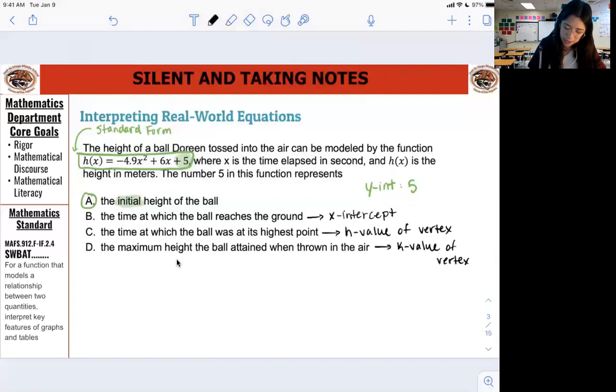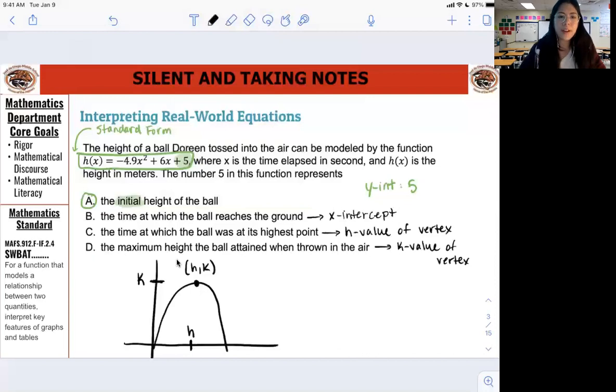And that's simply because, remember, what happens? This ball goes up and then it goes down. Here's the vertex. This is h comma k. And h is the x value. So this is my x-axis, and this is my y-axis. So here's h and here's k. So k is the height and h would be the time of where you are at the vertex.